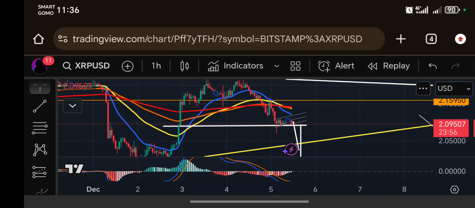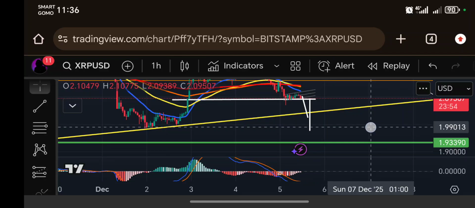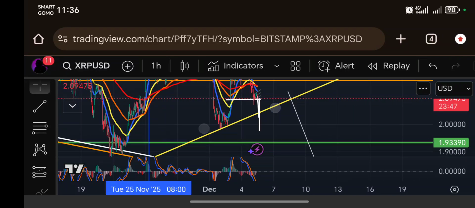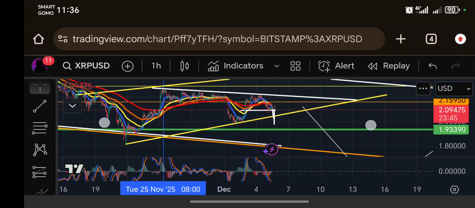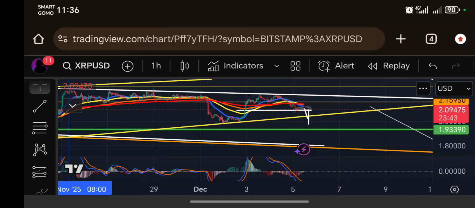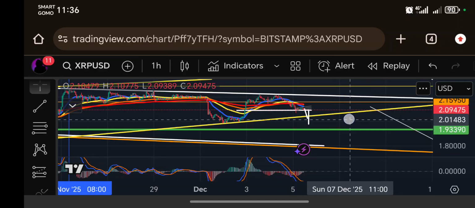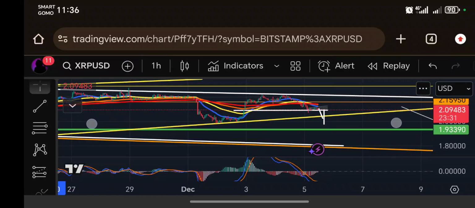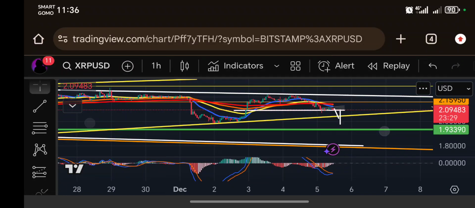Alright, I'm gonna put it in here so you can see we can go all the way back to the 1.98 area. Okay, so those are the levels that you have to understand. First is your 2.02 area, and the next one is the 1.97 level of support. So that's for the shorter time frame.